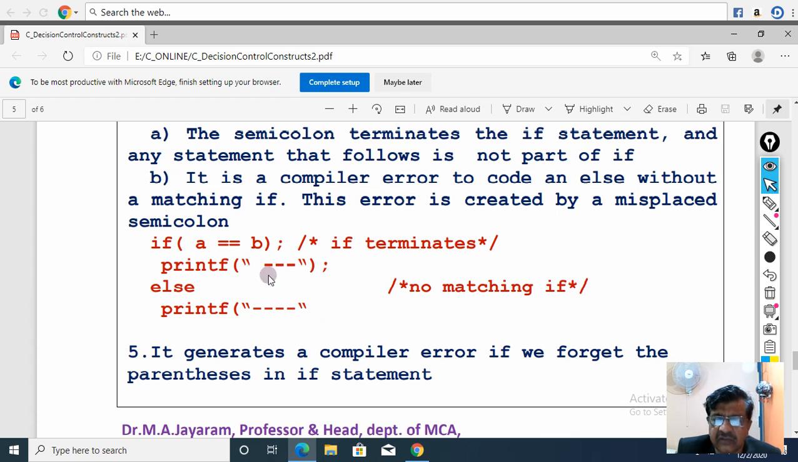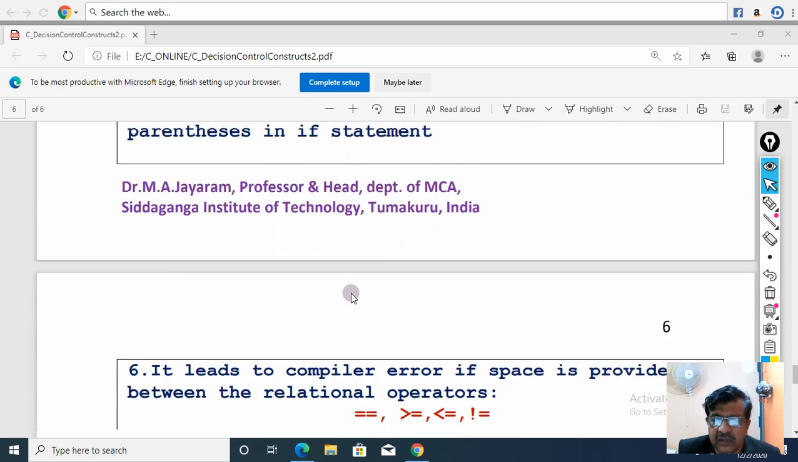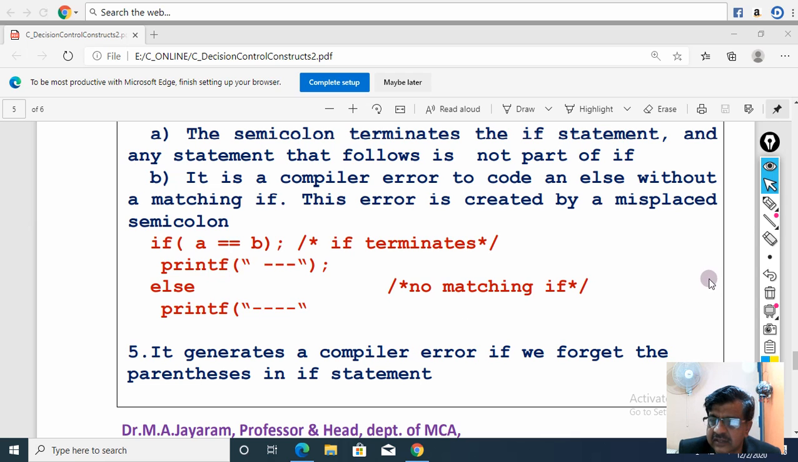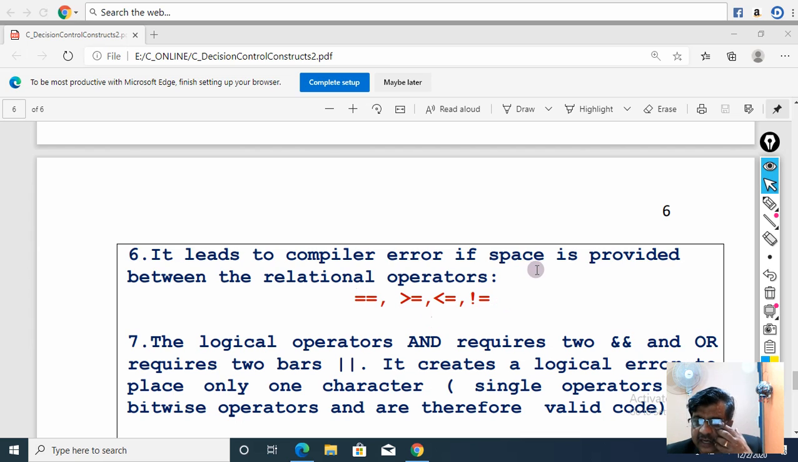Okay, so here the parenthesis is missing, okay, sorry, and you have to close this and put a semicolon. Okay, it generates a compiler error if we forget the parenthesis in the if statement. Okay, and we have to write parenthesis in the if statement. Okay, it leads to a compiler error if space is provided between the relational operators.